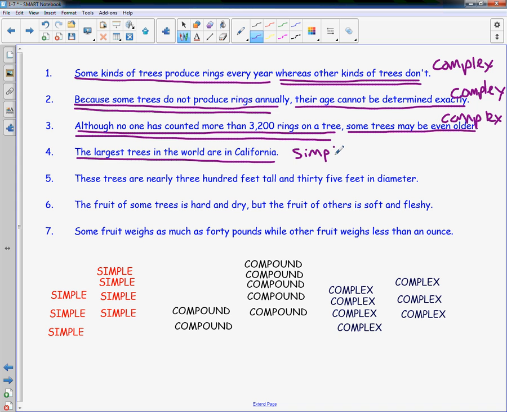Number 5, these trees are nearly 300 feet tall and 35 feet in diameter. Well, I have a conjunction of and. However, 35 feet in diameter is not a sentence, so therefore this is just a simple sentence.